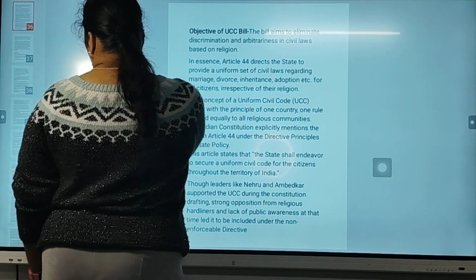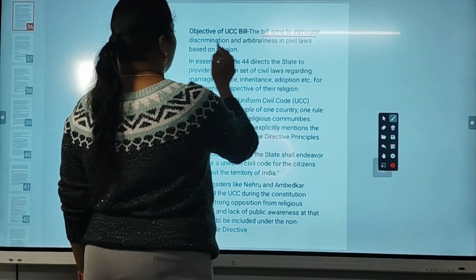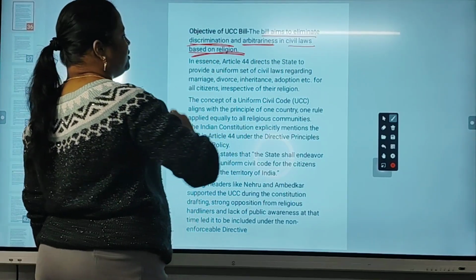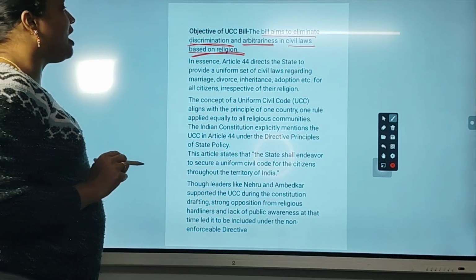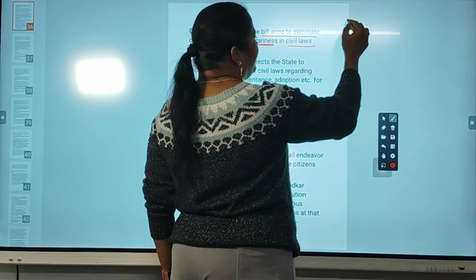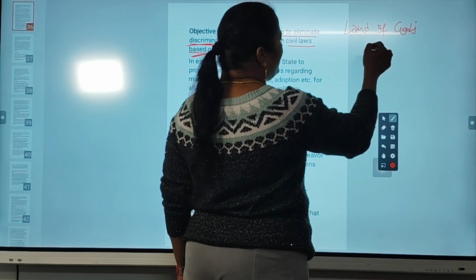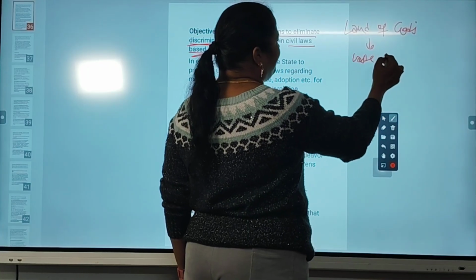So the objective of the UCC bill: the bill aims to eliminate discrimination and arbitrariness in civil laws based on religion. In Uttarakhand, people feel like it is a land of gods. So there will be more caste feeling between people.